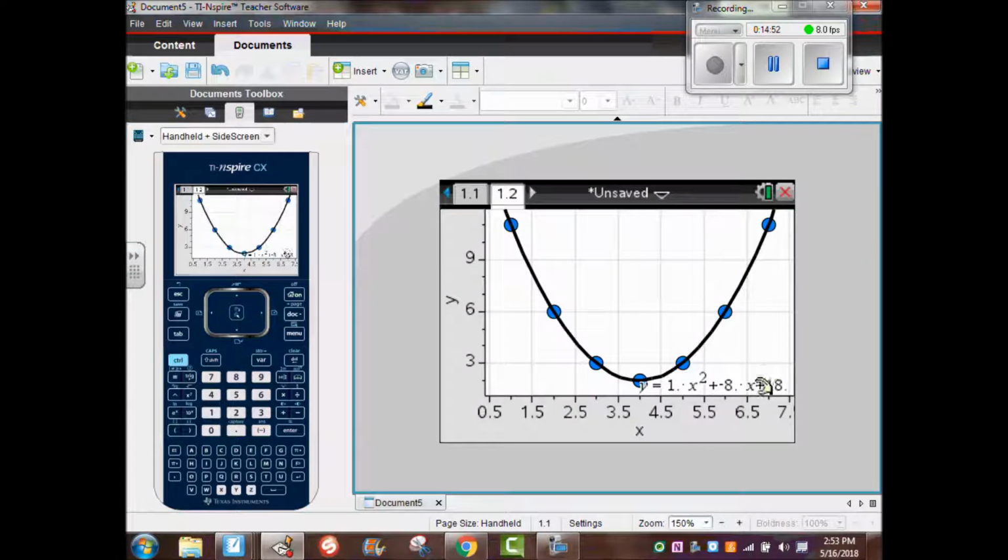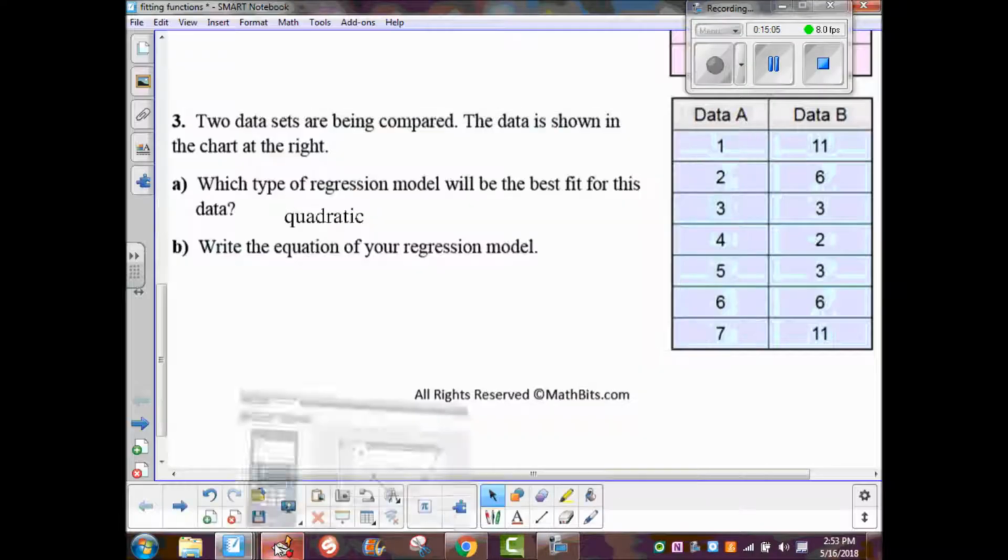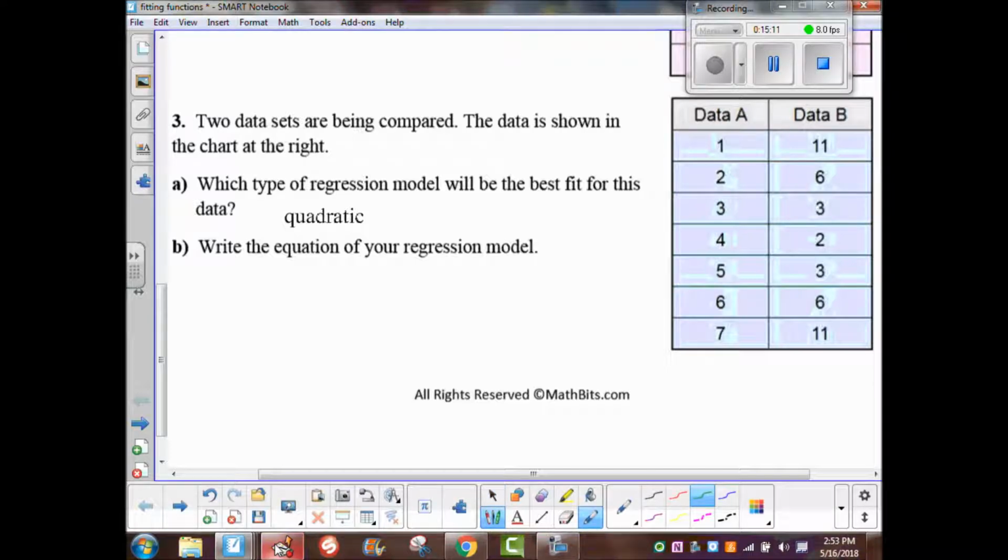And there's my equation. Okay, so they put in 1x squared minus 8x plus 18. Make sure you write y equals, obviously, because they asked for an equation. Don't just write x squared equals negative 8x plus 18. Okay, y equals x squared minus 8x plus 18.